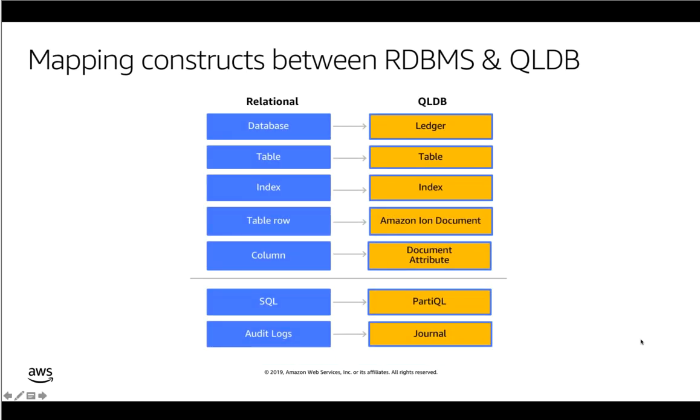Now, before we go any further, let's understand and map the constructs between a traditional relational database system and QLDB. A database in a traditional system, such as Postgres, is referred to as a ledger in QLDB. A table and an index in a relational database would map to a similar concept in QLDB as well. However, a table row or a tuple in a relational database would correspond to an Amazon Ion document that is stored within QLDB. And a column in a relational database would now map to an attribute that is contained within an Ion document in QLDB.